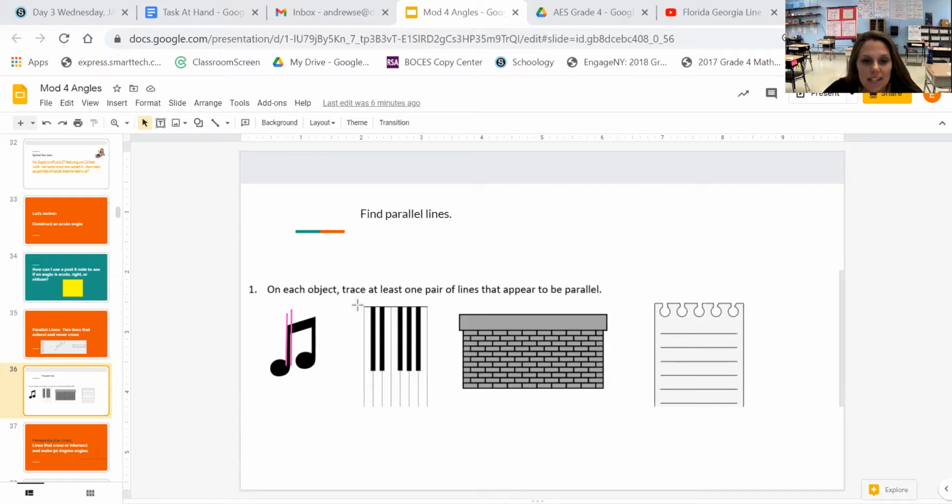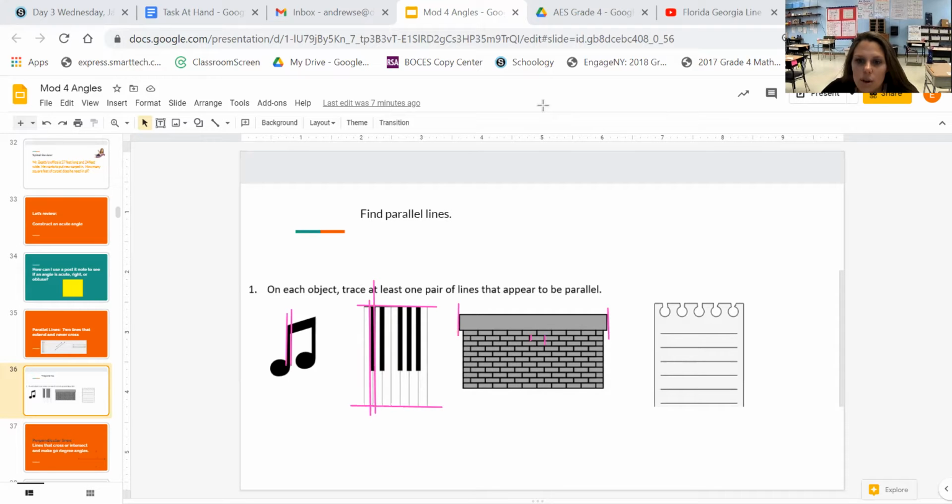All right, hopefully you saw this line, maybe like the notes, right? They're never gonna touch. Oh, on the brick wall, lots of them are never gonna touch, right? We could just do these small ones over here, this line and this line, they're gonna extend.